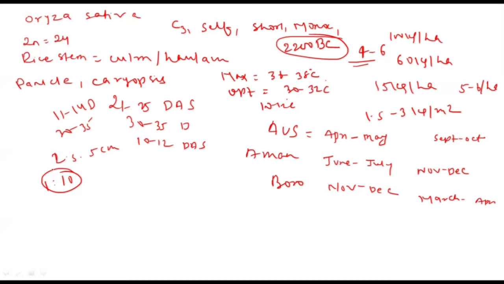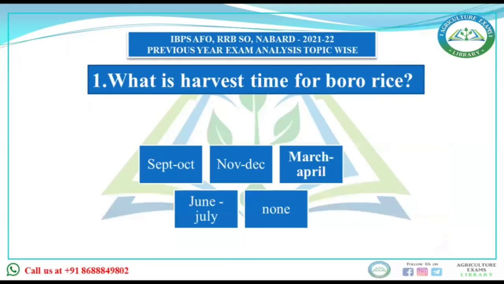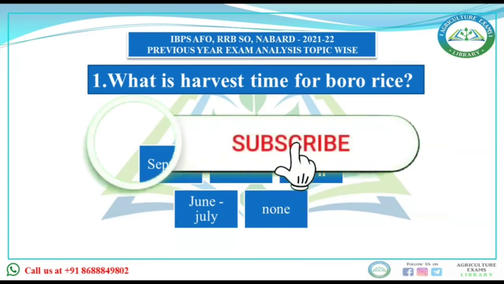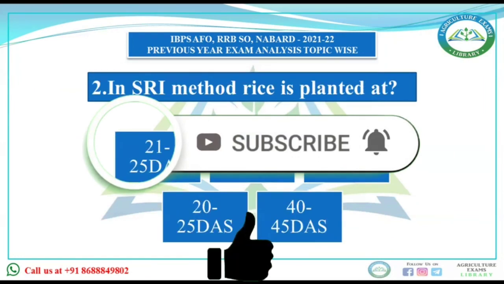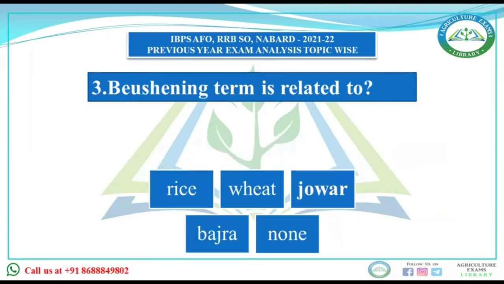Okay, these are the important points which I wanted to discuss about rice. Now we'll see some questions related to rice. What is the harvest time for boro rice? Already I discussed what the harvesting time for boro rice will be. It's March and April. Next, in the SRI method, rice is planted at 21 to 25 days after sowing, 30 to 35 days after sowing, 10 to 12 days after sowing, 20 to 25 days after sowing, 40 to 45 days after sowing. Its answer is 10 to 12 days after sowing.